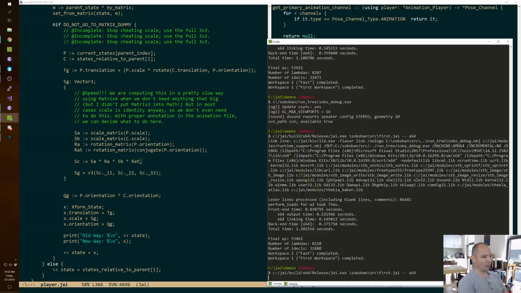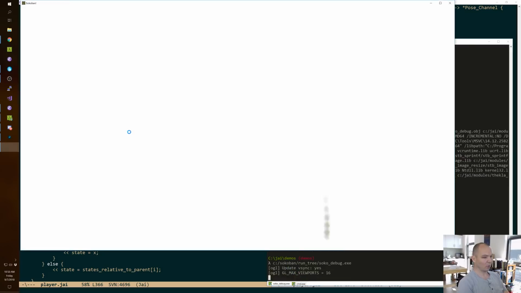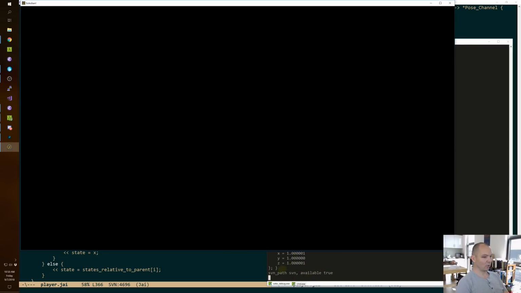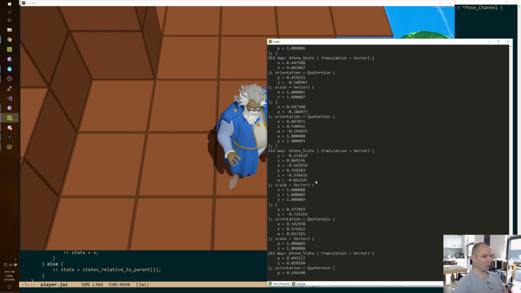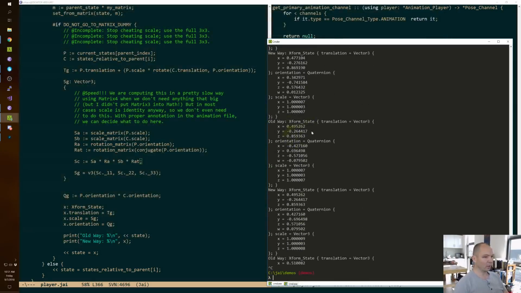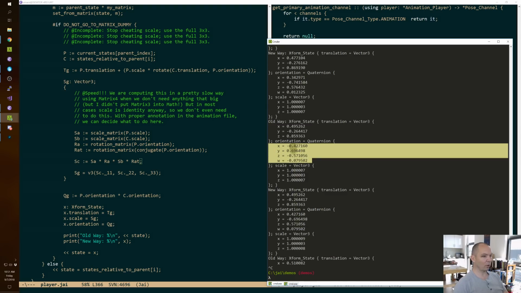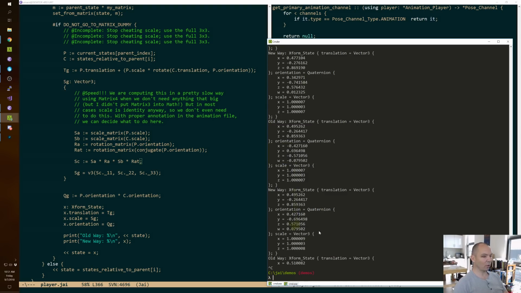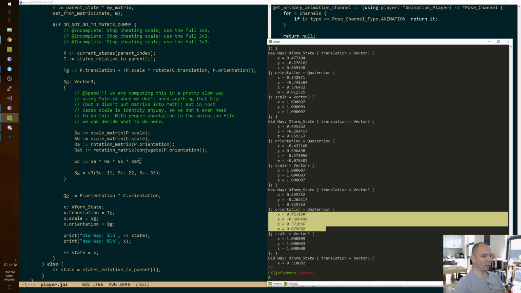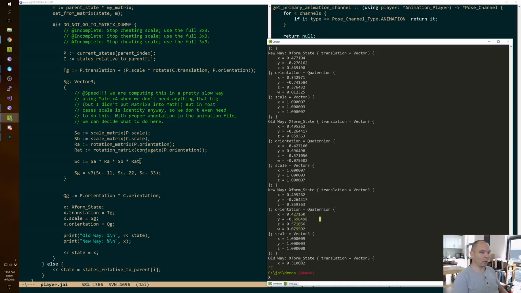I don't know. How bad did we mess it up? Well, it compiles. Old way, New way. Okay, so these two results are different in two ways, neither of which matter. So the first way is this orientation is oppositely signed of this one. You see that? So this has x, z, and w negative, and this one has x, z, and w positive with y negative. That doesn't matter because quaternions that are oppositely signed are the same rotation.